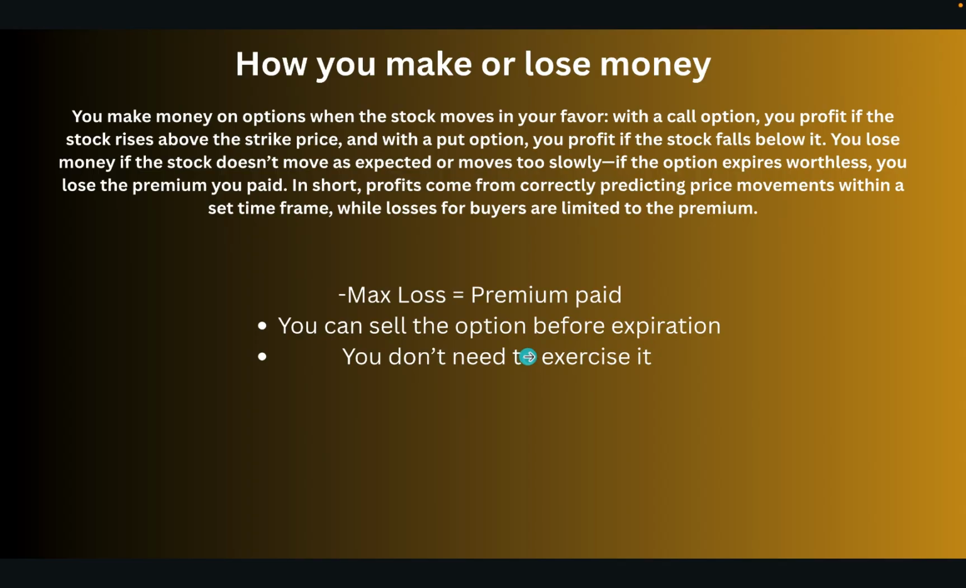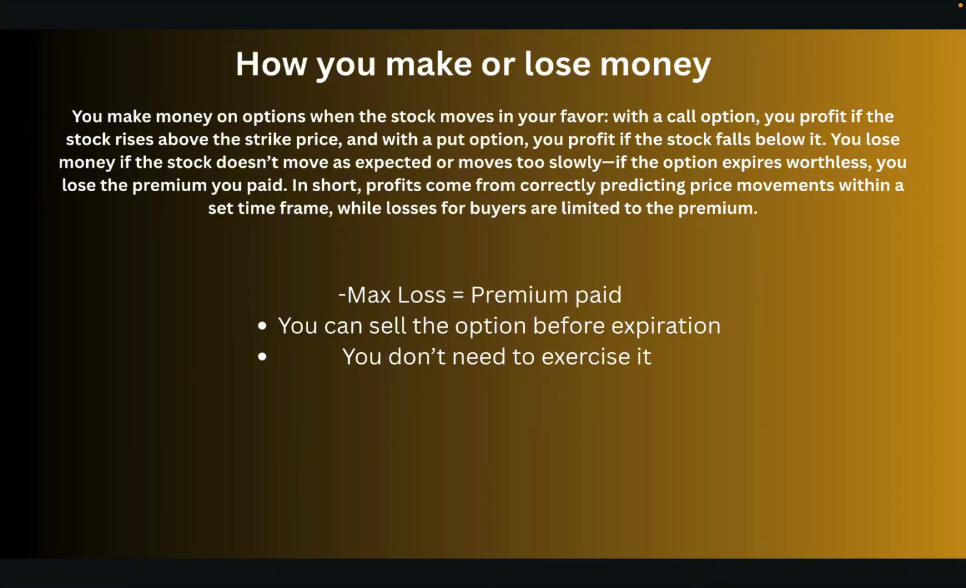Now, how do you make money or lose money trading options? You make money on options when the stock moves in your favor. With the call option, you profit if the stock rises above the strike price, and with the put option, you profit if the stock falls below it. You lose money if the stock doesn't move as expected or moves too slowly. If the option expires worthless, you lose the premium you paid.